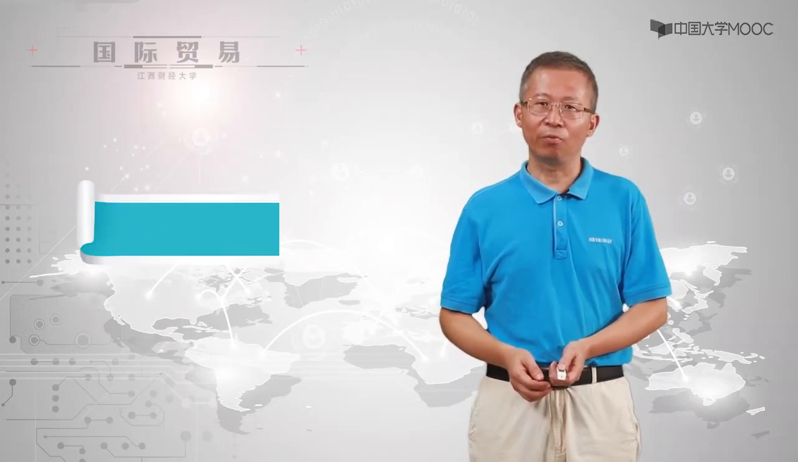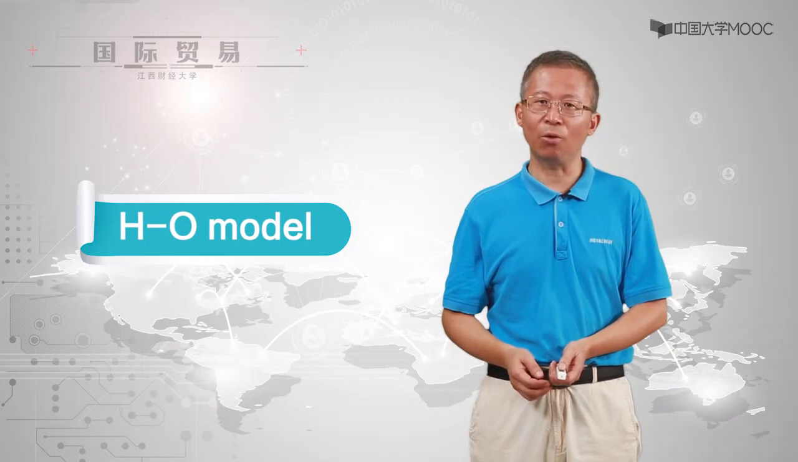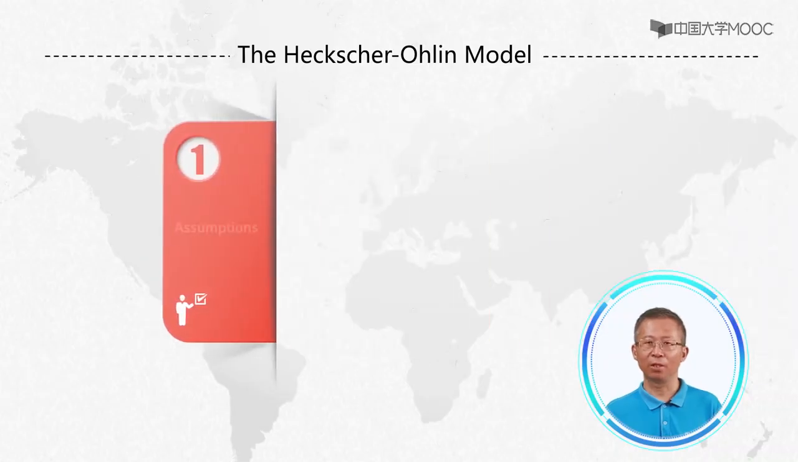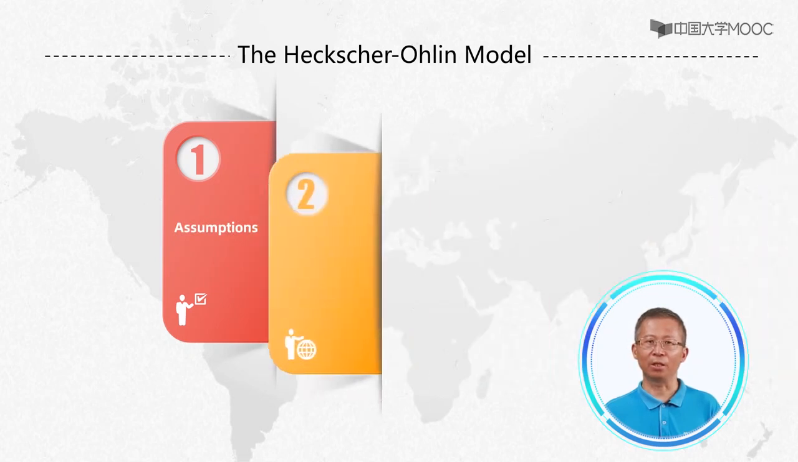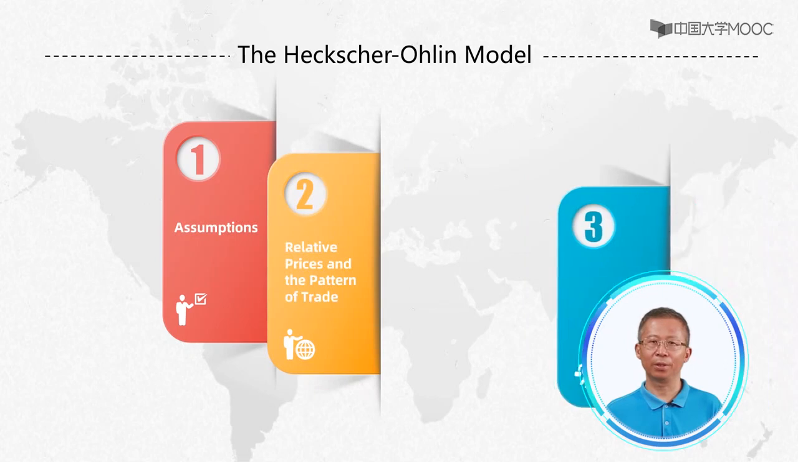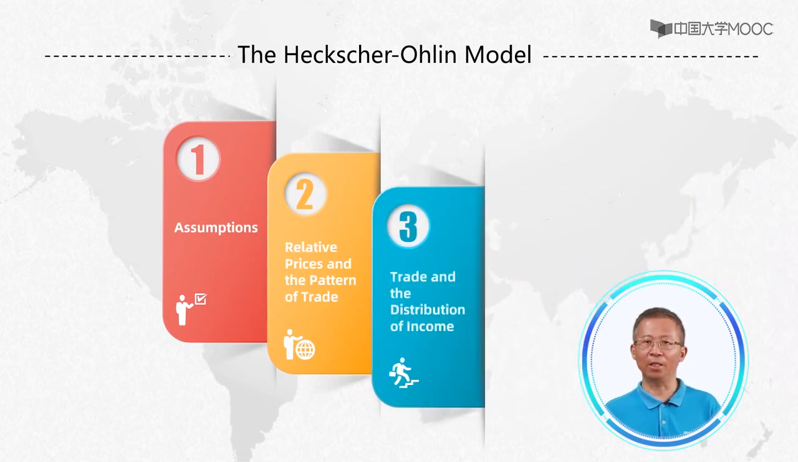Classmates, in this lecture, we will continue to study the factor model and analyze what happens when two economies, home and foreign, trade in a two-factor model. Focus on the following issues. First, assumptions. Second, relative prices and the pattern of trade. Third, trade and the distribution of income.